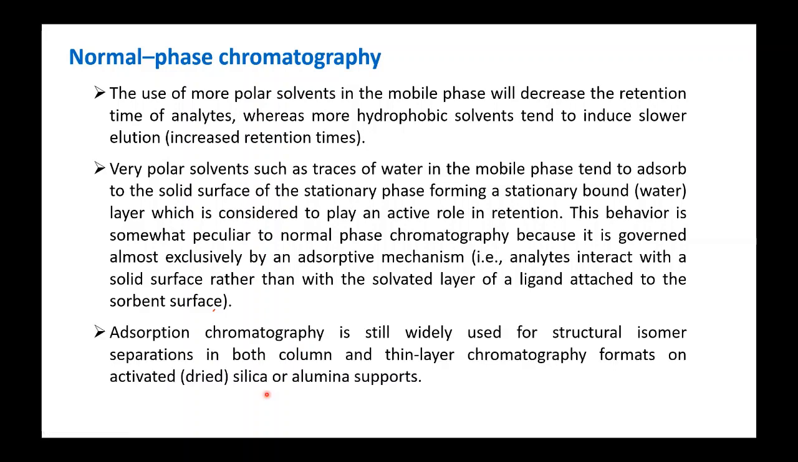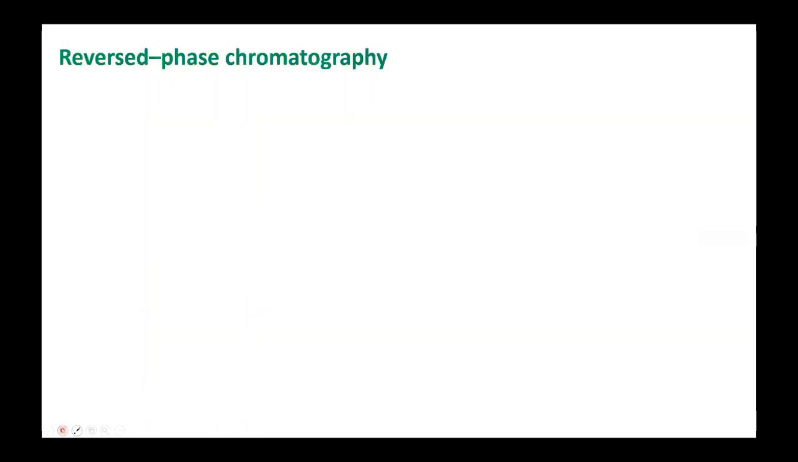So adsorption chromatography is still widely used for structural isomer separations in both column and thin layer chromatography formats on activated silica or alumina support. So for the stationary phase, you can use silica or alumina, and they are still used for separation of structural isomers too. Okay, so quickly I'll go to the reverse phase and we'll stop here.